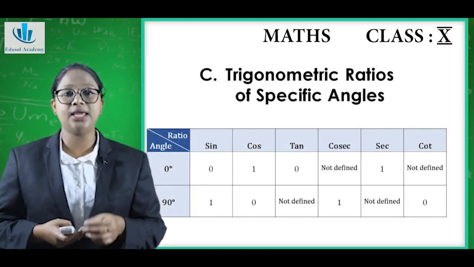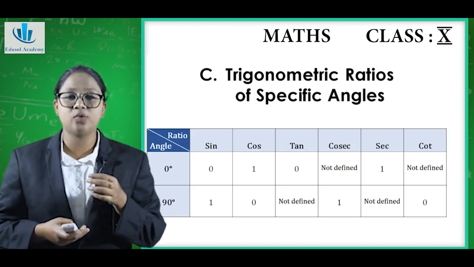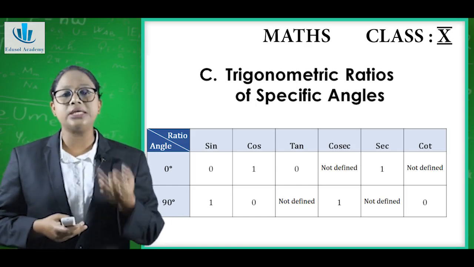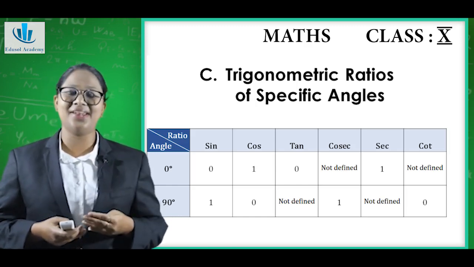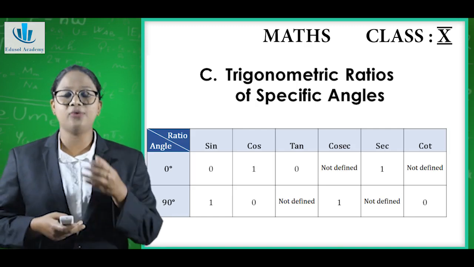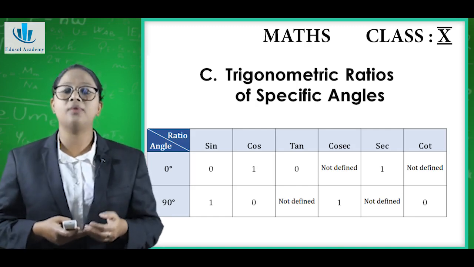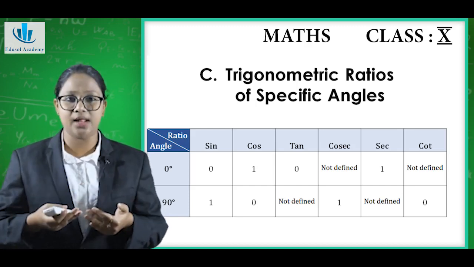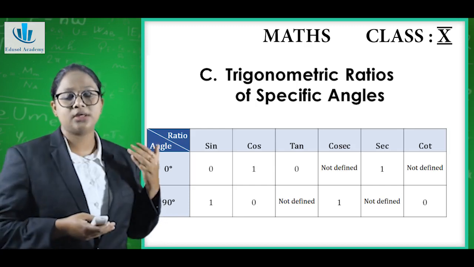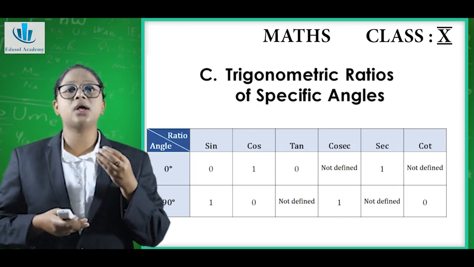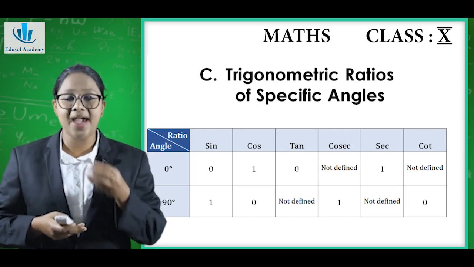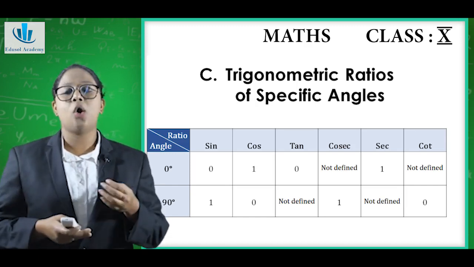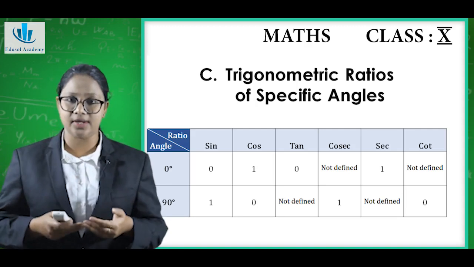Now you have to study by heart the trigonometric ratios of certain specific angles. They are 0 degree, 30 degree, 45 degree, 60 degree and 90 degree. Now for simplicity of learning, it would be better if we group them and study them with respect to one another. Like you can see on the table here, we have written 0 degree and 90 degree. We are studying the trigonometric ratios of 0 degree and 90 degree by comparing them.